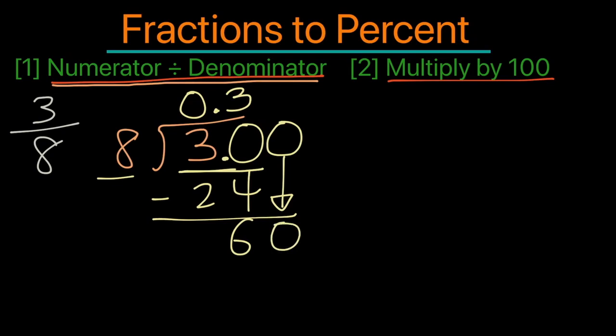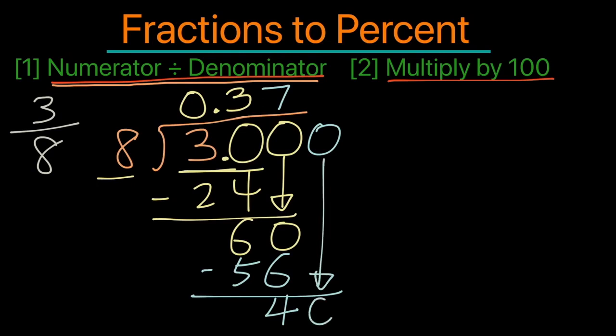Now we have 60 divided by 8, and we can put 7 here, so 7 times 8 is 56, and 60 minus 56 is 4. Then we bring down another 0, and we all know 8 times 5 is 40. Now I don't have any room here, but that will become 0 as a remainder. So our answer here is 0.375.